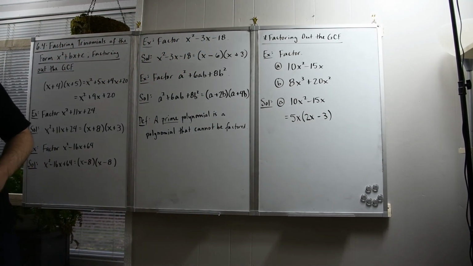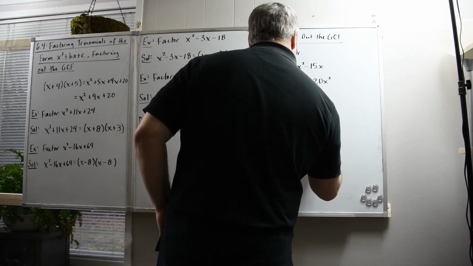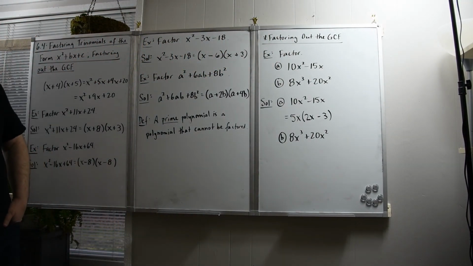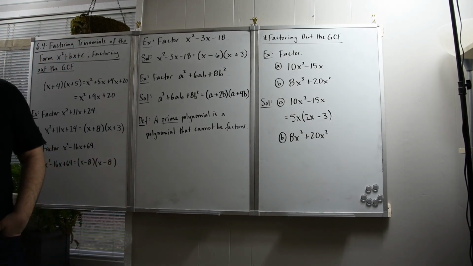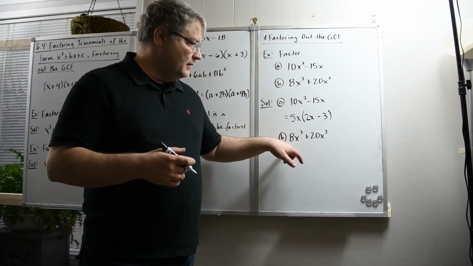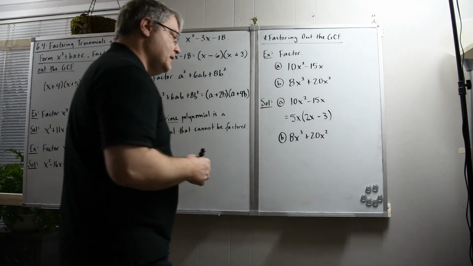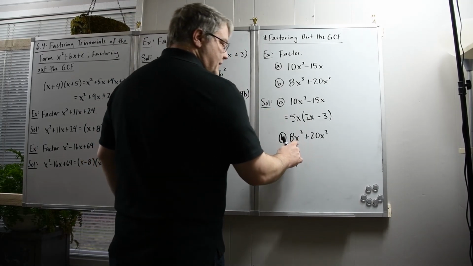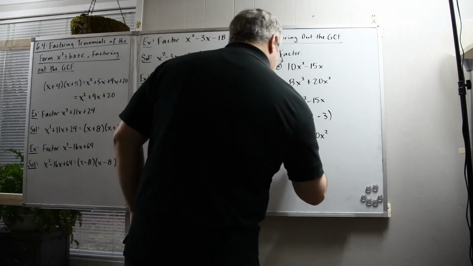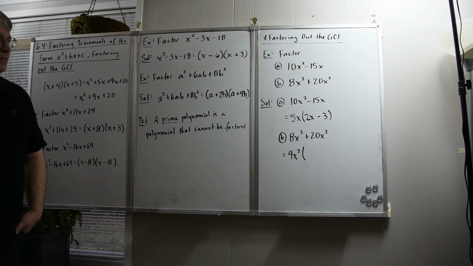Now we can do something similar for part B. So for part B, we have 8x to the third plus 20x squared. And so once again, to factor out that greatest common factor, we want to factor out a monomial. For the coefficient, we want to take the highest number that can divide evenly into both of these terms. So it looks like 4 is going to be that number. But we're also going to want to take out the highest power of x that's common to both terms, and that's x to the second power. So we got the 4, and we got the x to the second power. That's going to be our greatest common factor.